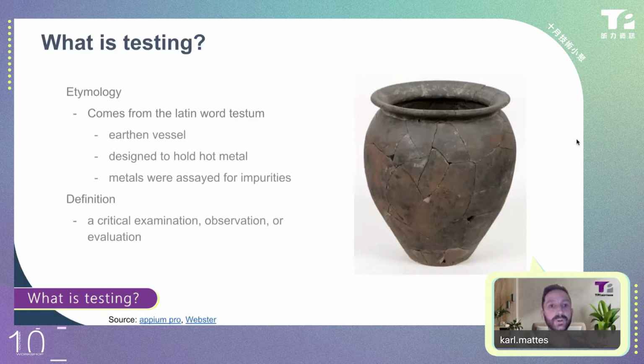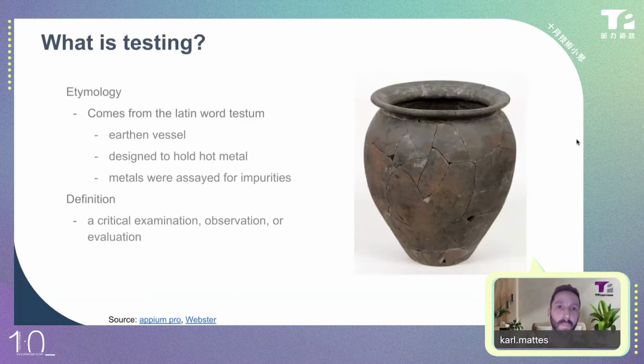The English word comes from the Latin word testum, which represents an earthen vessel such as the one you can see on the right. These were designed to hold hot metal, and one of the use cases for this was to assay the metal for impurities, basically testing the metal. By this, the process, putting something to the test, became associated with the word testum, or later on test in English. If you look at a modern definition, like one from Webster, test is a critical examination, observation, or evaluation, which leads to its acceptance or rejection.